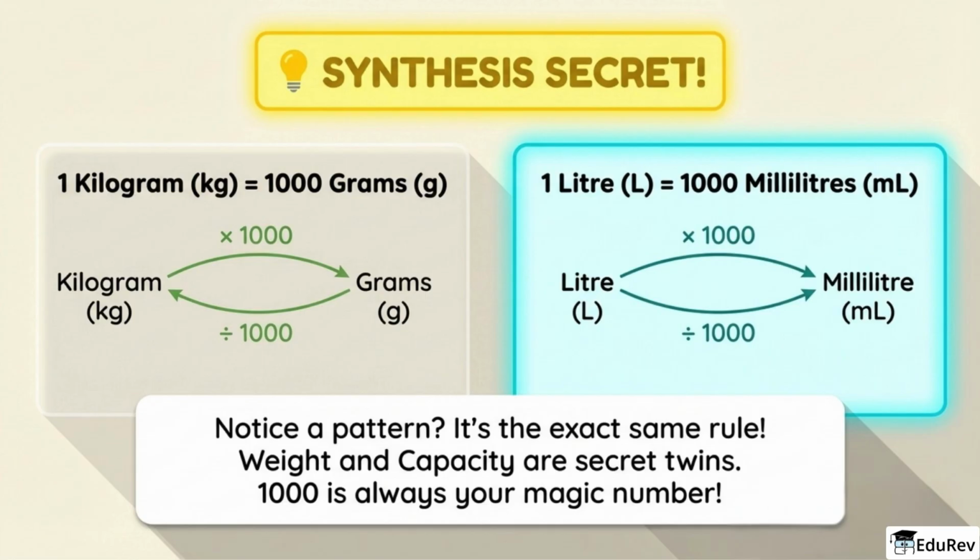Now you will notice a pattern. 1 liter is equal to 1000 milliliters. This is exactly like kilograms and grams. So, to convert liters to milliliters, multiply by 1000. To convert milliliters to liters, divide by 1000. Also, 500 milliliters is equal to half a liter. Once you see this pattern, both topics become easier.